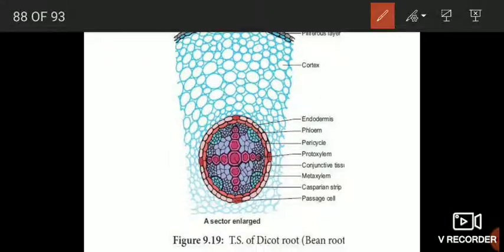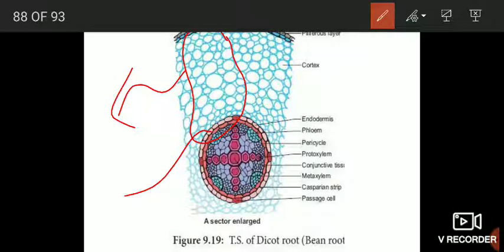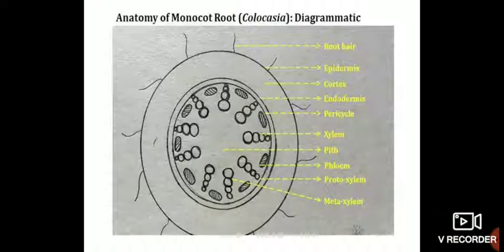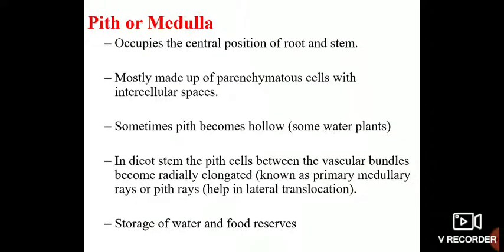Here you can see this is the epidermis. Then we have here the cortex, the cortex of root, which is homogeneous. This is the innermost layer of cortex named endodermis. Then after endodermis we have this single layer of cells which is known as pericycle, and finally pith or medulla.